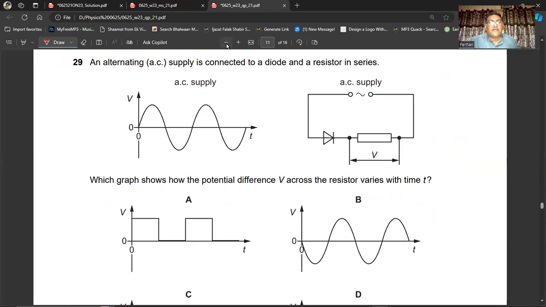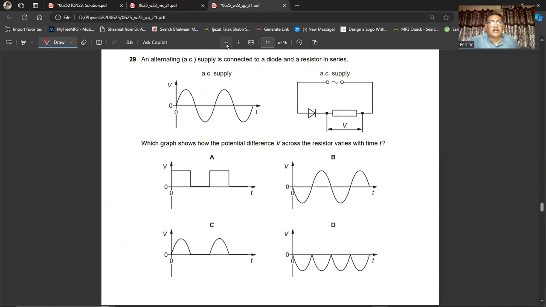So here we have question number 29, a very interesting question. An alternating supply is connected to a diode and a resistor in series. So here we have our diode, here we have the alternating power supply, and here we have a resistor. Which graph shows how the potential difference across the resistor varies with the time T?